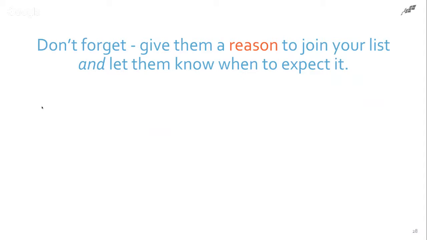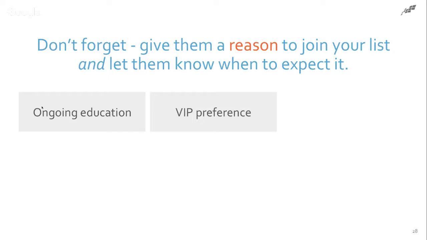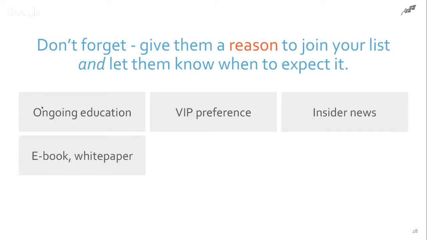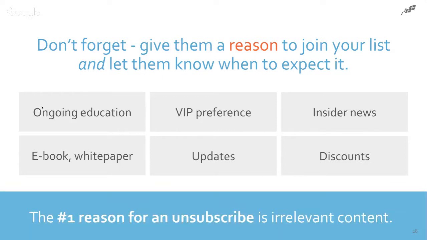All right. Also, don't forget to give them a reason to join your list and let them know when to expect it. So, are you going to provide ongoing education, some sort of VIP preference? You'll get first crack at our upcoming events, better seating, better prices, insider news, might be ebooks or white papers, special updates about you and your business, discounts, of course. The number one reason that people unsubscribe is irrelevant content. So tell them what to expect when they sign up, and then they'll remember, hopefully, that that's what they signed up for and why, and they'll stay connected with you.